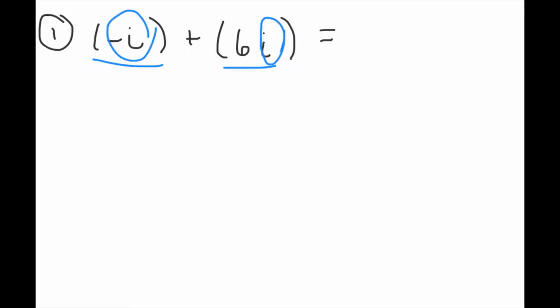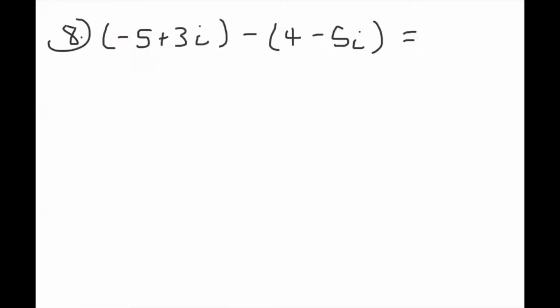So remember, adding a negative number is like subtracting. So 6i minus i is going to give me 5i. There's your answer to number 1. Let's go to the next one.